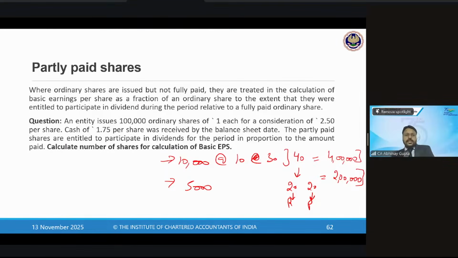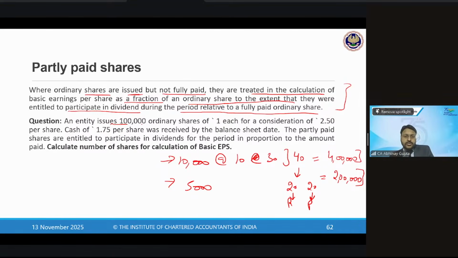So that's what the standard says. The standard says when ordinary shares are issued and are not fully paid, they are treated in the calculation of basic earning per share as a fraction of an ordinary share to the extent they were entitled to participate in dividend during the period relative to a fully paid ordinary share. So this is the typical language, right? But what actually we are going to do, let's understand.